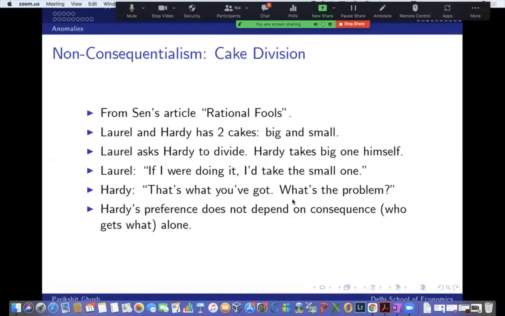No, but wait a minute. Here, the inequality is built in, right? One of them has to have the smaller cake, the other has to have a bigger cake. By construction, equal division is not possible. So the only question is, who will be on which side? Of course, people don't want inequality, maybe, but those issues are not quite relevant here. They're kept out because one cake has to be big, the other has to be small. That's a given.